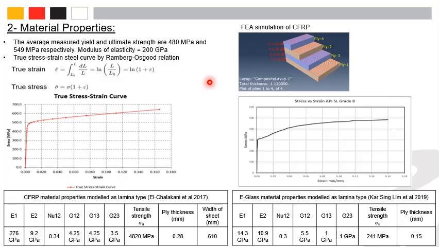The material properties of both cases are entered into Abaqus. The stress strain curve of steel is provided, and the CFRP is modeled as a lamina type, where it requires six inputs: moduli of elasticity in the transverse and axial direction, Poisson's ratio, and the shear modulus in the three directions. Also, the tensile strength was given. The ply thickness was 0.28 millimeters. A similar thing is done for the E-glass material properties obtained from previous literature.